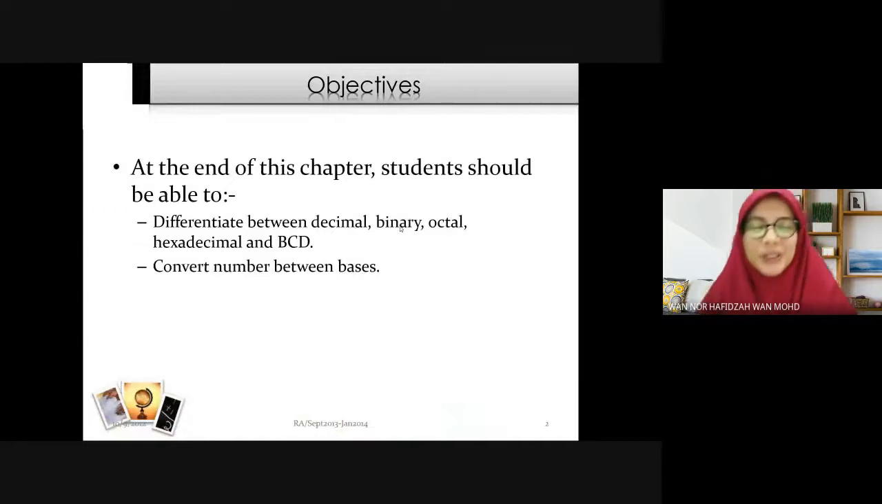Okay, so this is the objective of this chapter. Students should be able to differentiate between decimal, binary, octal, hexadecimal, and BCD, and then convert numbers between bases. For example, if you have binary, how to convert into octal. If you have a hexadecimal number, how to convert into BCD, for example. So, conversion of numbers between bases.